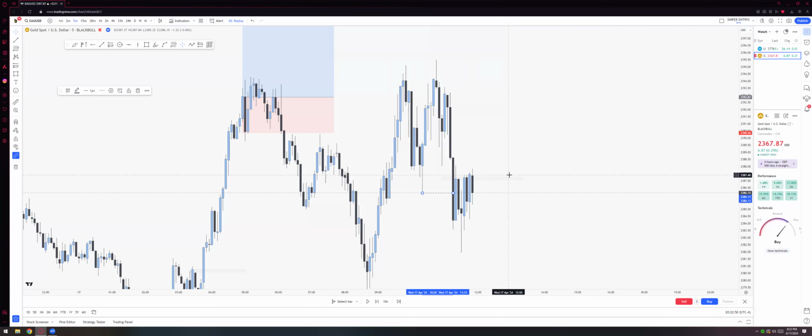How about this one? Do you think this would be another setup for us, with this order block with liquidity grab? This one would be as well here. I actually took this one right as well here, but I didn't take it here.